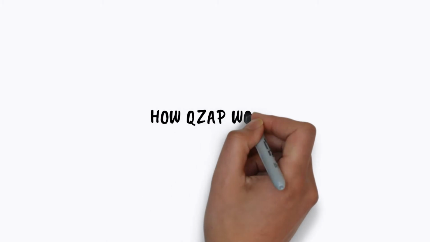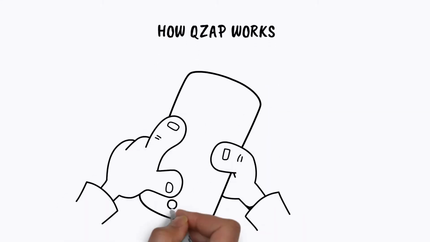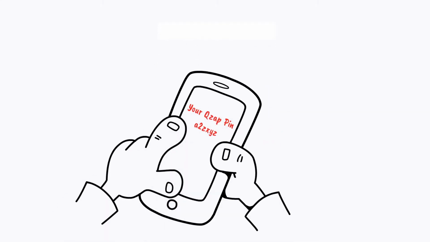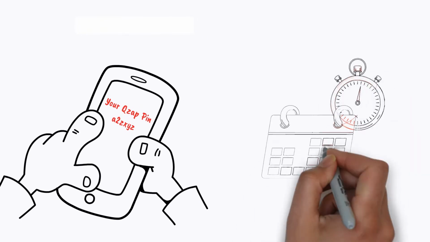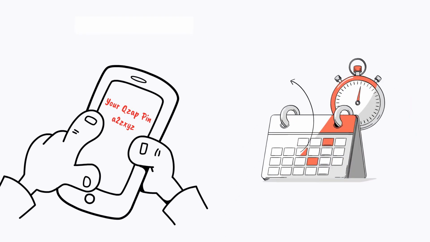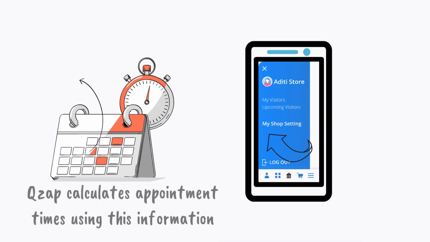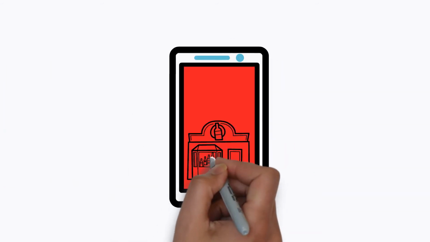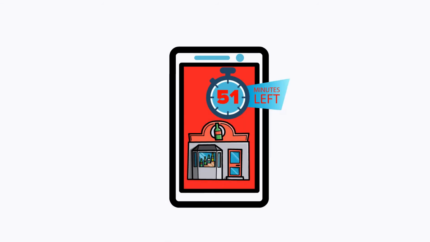How Qzap works. Customers take online token on Qzap to visit your shop. Your average service time for each customer should be accurate. You can always change it on My Shop settings. Your customer's Qzap screen will show your shop after getting token.